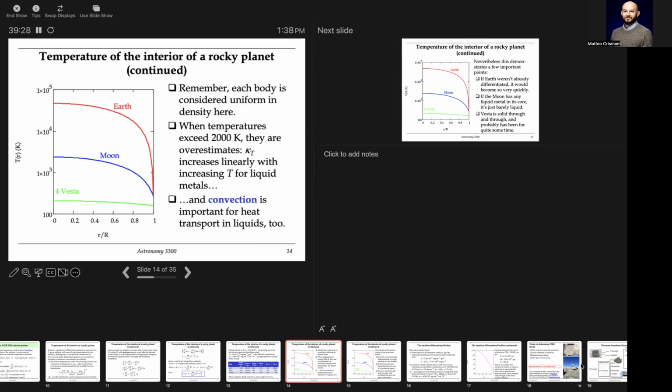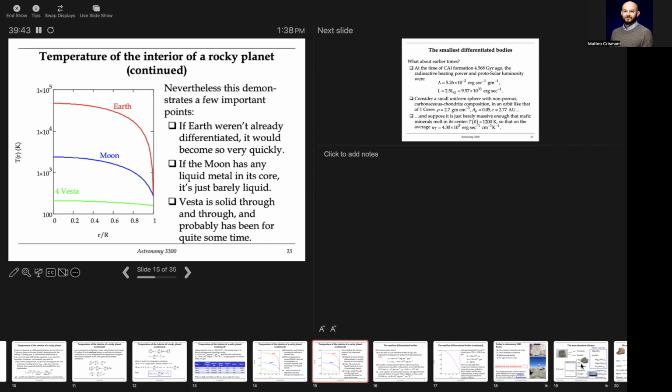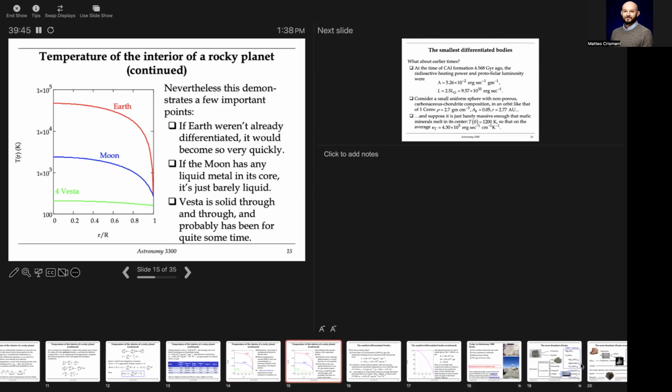So, sorry, this is the Earth. I'm going through 270, gets hot real quick. Melt up some rocks, good. And then the moon, and then Vesta. And of course, keep in mind, this is the log scale. Cool. Okay, so if the Earth weren't already differentiated today, it would become differentiated quickly, right? Because those were current heating rates.